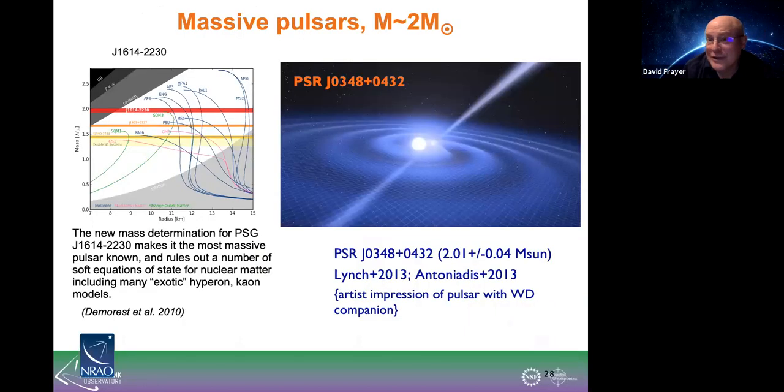Massive pulsars. When I went through graduate school, neutron stars weren't supposed to be 2 solar masses. But this constrains the equation of state of very dense matter, for example.